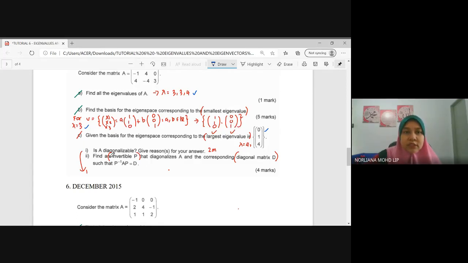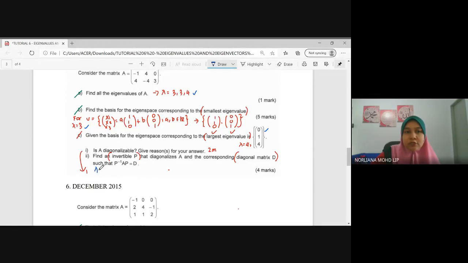Okay, the question is, is A diagonalizable? Give reason for your answer. Kita boleh guna first condition sebab there's no 3 distinct eigenvalues. So we have to prove the GM and AM for all eigenvalues, for lambda equal to 3 and lambda equal to 4. So kena proof dulu ni.